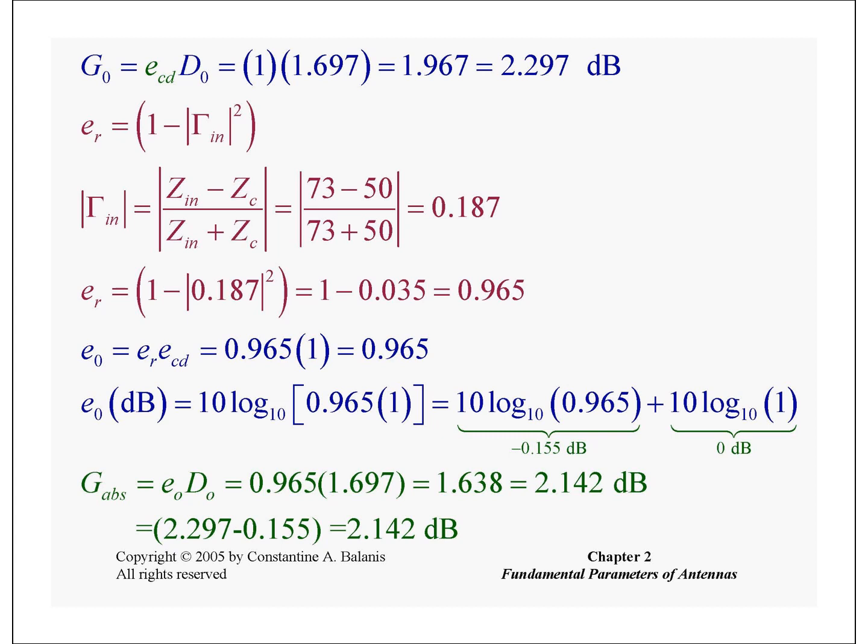Now the total gain can be calculated, the maximum gain. Maximum gain can be calculated as ECD into D naught. ECD is 1 because it is a lossless dipole. So 1 into 1.697, it gives us 1.697, which is 2.297 dB.